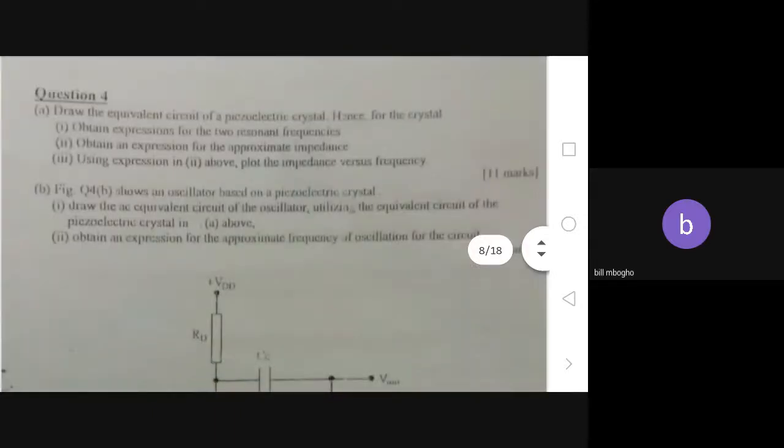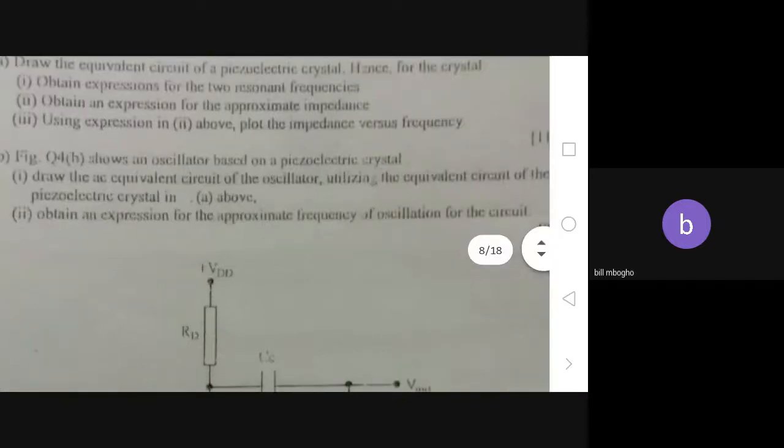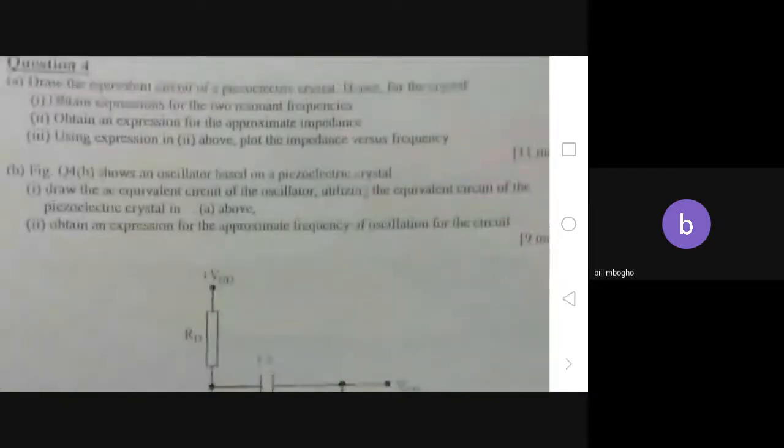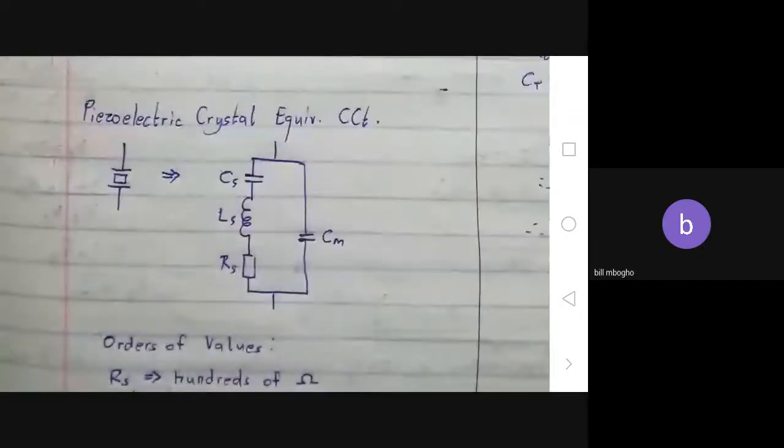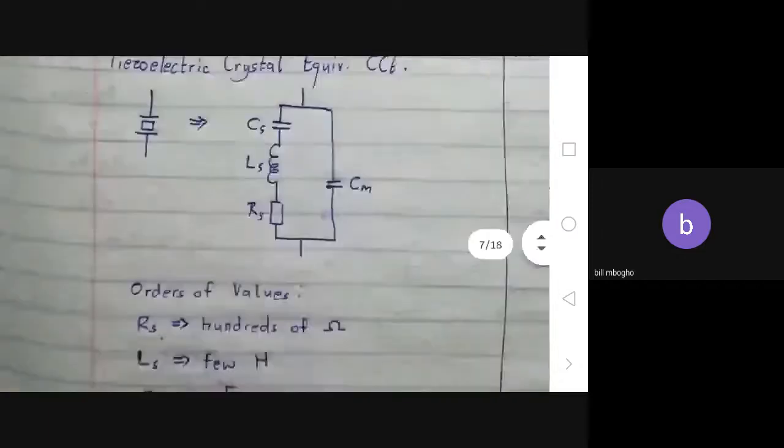Derive the equivalent circuit for a piezoelectric crystal. Hence, for this crystal, obtain expressions for the two resonant frequencies, obtain the expression for the approximate impedance, and using the expression in 2 above, plot the impedance versus frequency. So this is more or less ECT stuff, because once you have this equivalent circuit, it's just the ECT calculation.